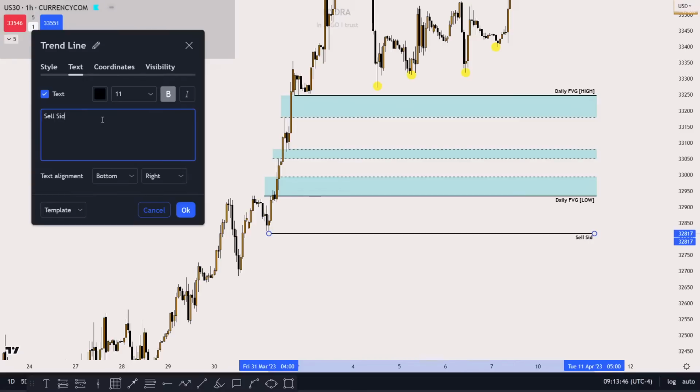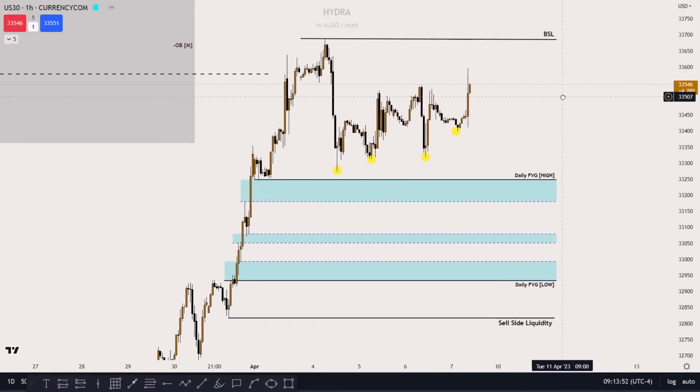Sell side liquidity. So that's our sell side liquidity, and where is our buy side liquidity? That's our buy side liquidity, right? If price generates a new buy side liquidity, then we'll measure our price action from that.